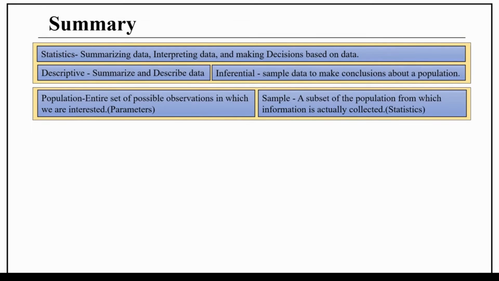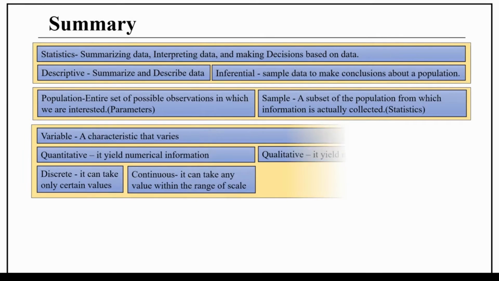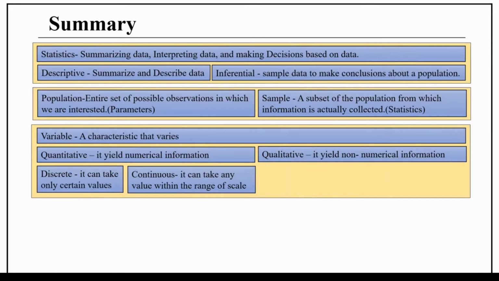The next topic which we have covered is measurement. In this I have explained variables, which are characteristics that vary from person to person or things. The variable is classified into two parts. The first one is quantitative variable and the second one is qualitative variable. The quantitative variable yields numerical information or measurement, for example height and weight, and the qualitative variable yields non-numerical information or measurement, for example gender and eye color.